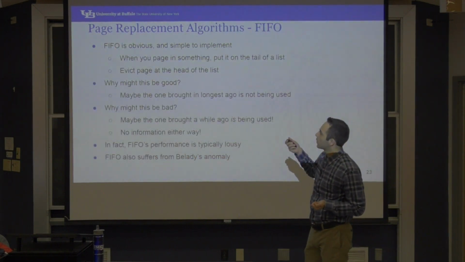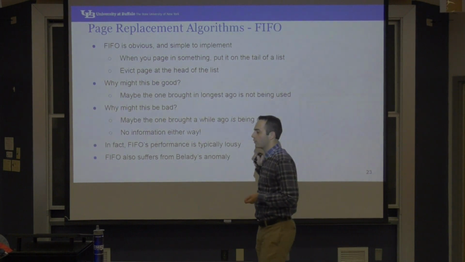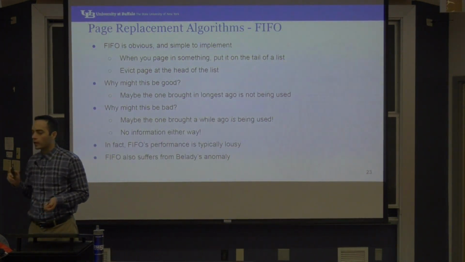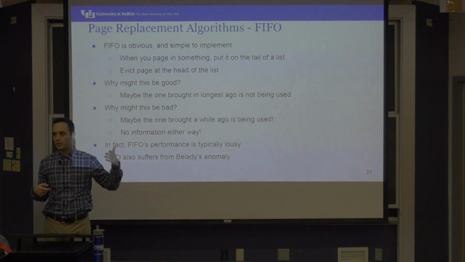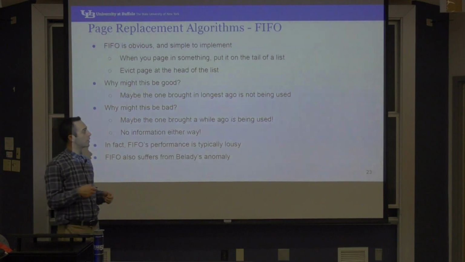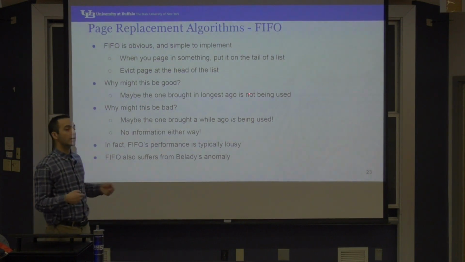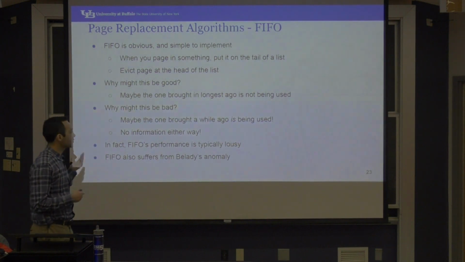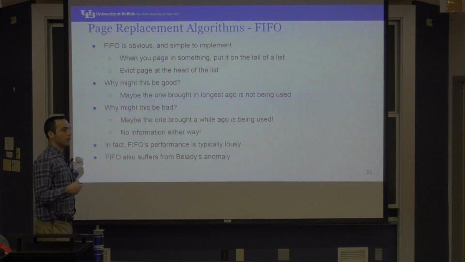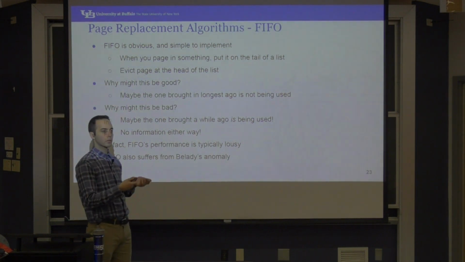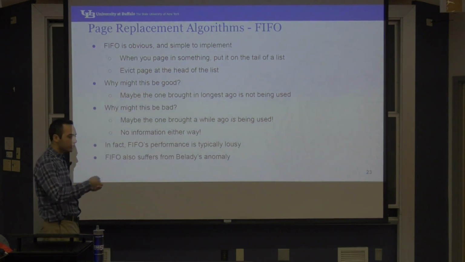Let's talk about this here. The good thing about FIFO is that it's simple and easy to implement. You just have the tail of the list and the head of the list. And it might be good because the page that was brought in the longest ago might not be used anymore. But it might also be very bad because whatever was brought a long time ago, the process might be using it frequently.